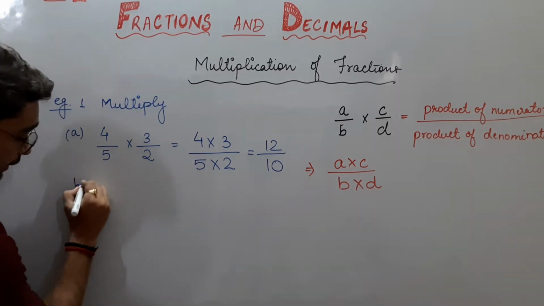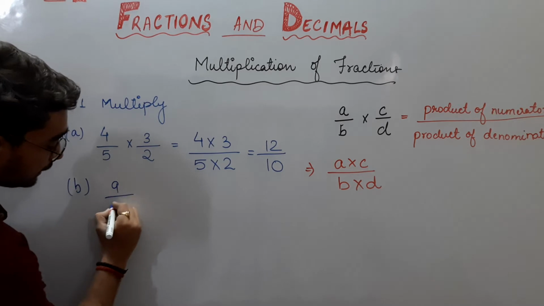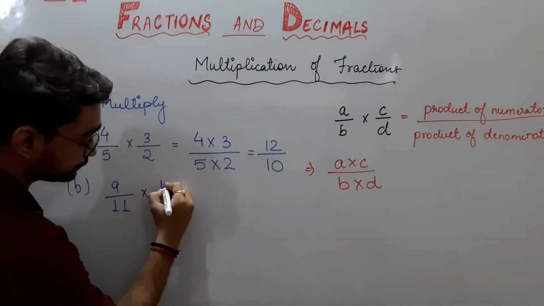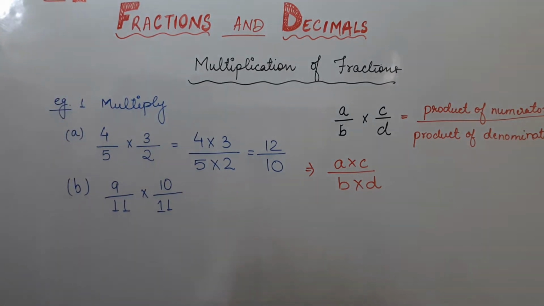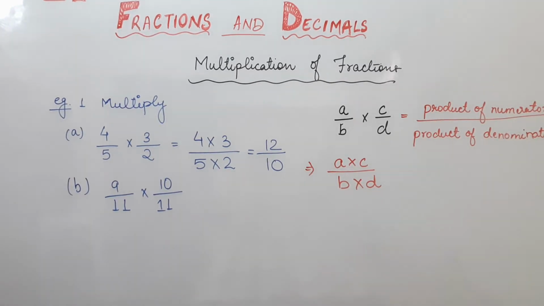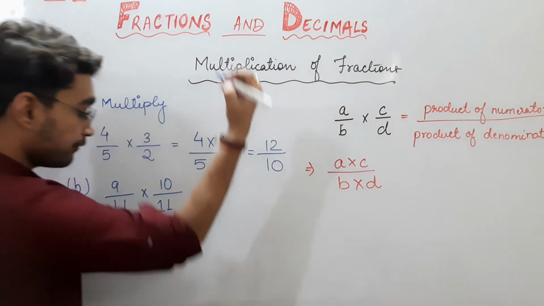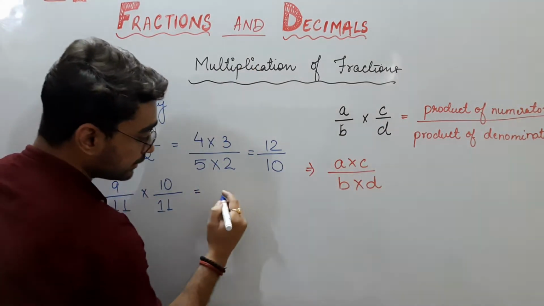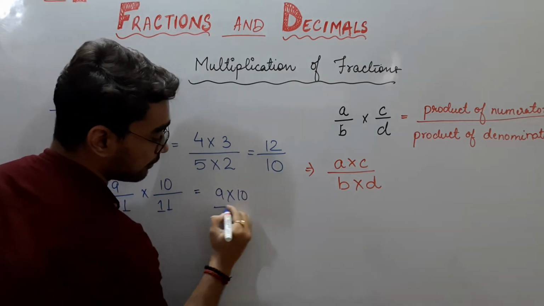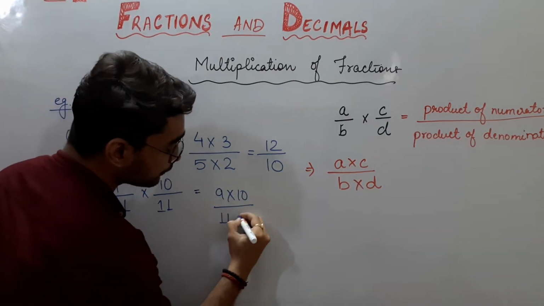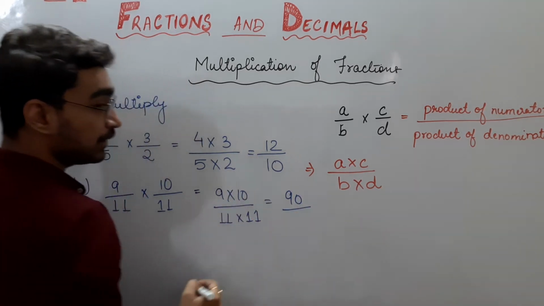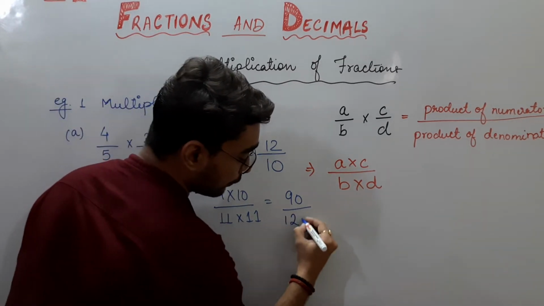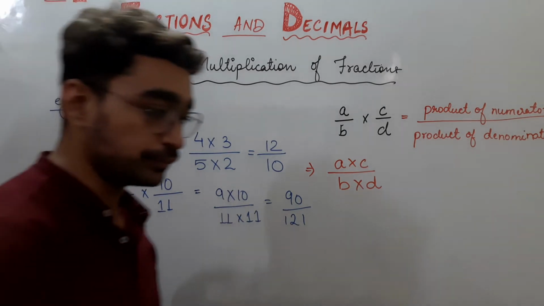Let's take one more example here. 9 by 11 into 10 by 11. How can we multiply these and find out the answer? We know the same thing: product of numerators, 9 into 10, divided by the product of denominators, that is 11 into 11. 9 into 10 is 90. 11 into 11, the square of 11, is actually 121. So like that we have to do.